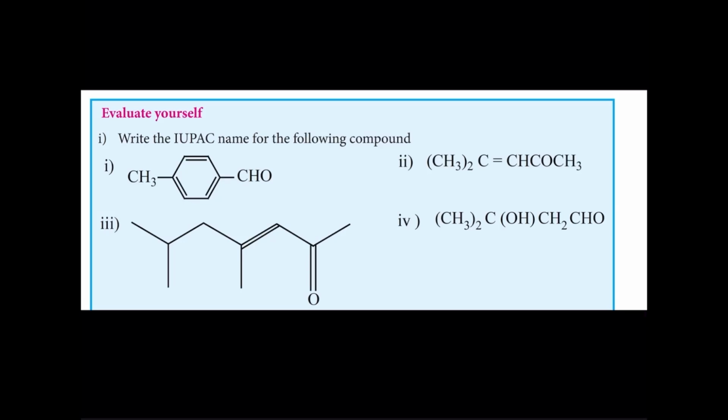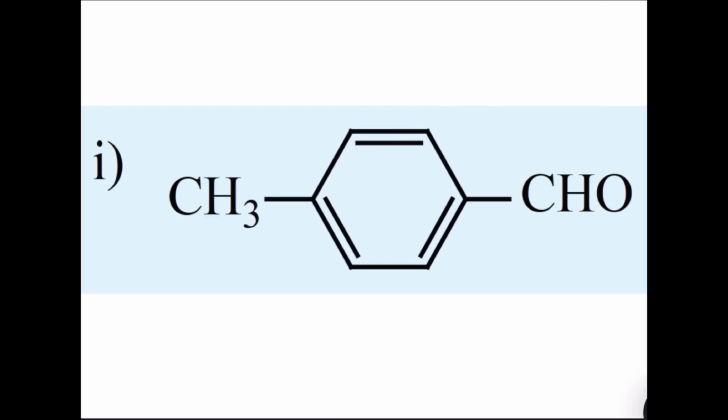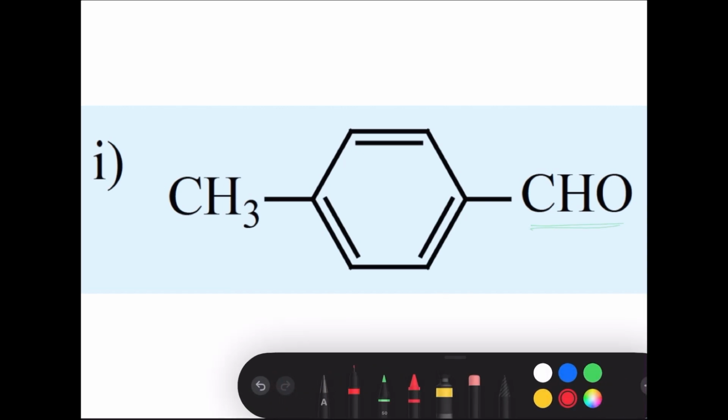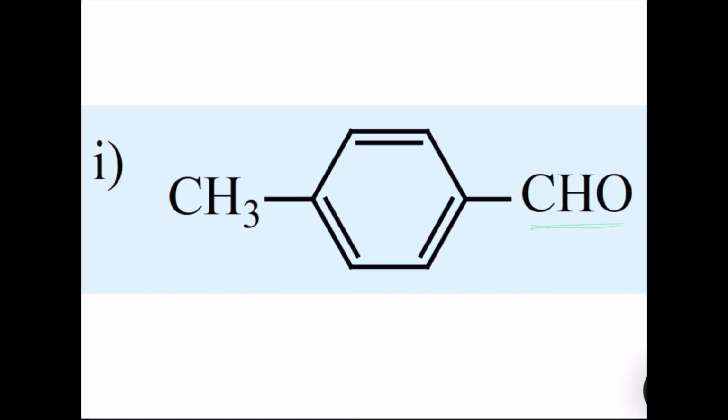Hello everyone. In this video, we are going to figure out the IUPAC names of these four structures. Let's do this one by one. Our functional group here is aldehyde, and therefore this can be named as methanal. And then we have a benzene ring, so that can be called phenyl. And then we have a methyl substituent.